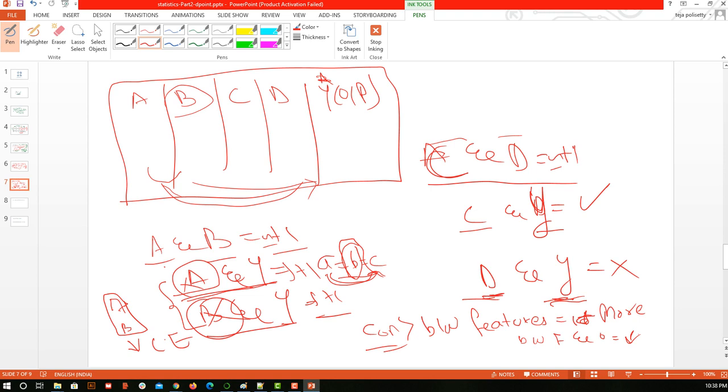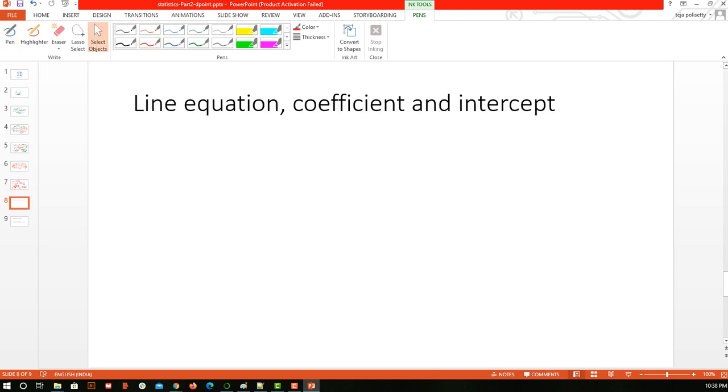Let's move on to the next topic, which is the line equation, coefficient and intercept. Based on this we can easily cover linear regression and logistic regression and all. This concept is common to all the algorithms, that's why I am taking it separately. So suppose this is my y-axis, this is my x-axis, and I am drawing a line like this.